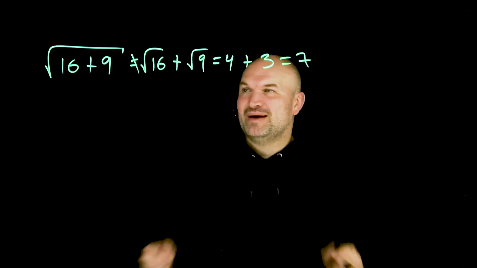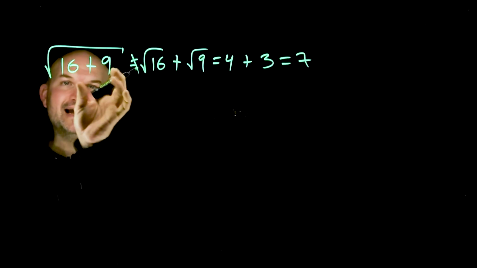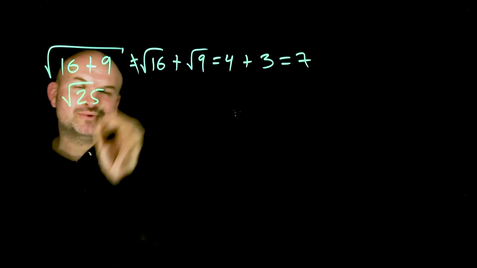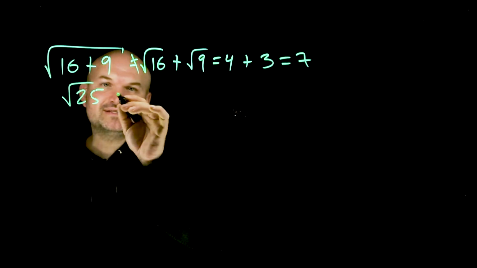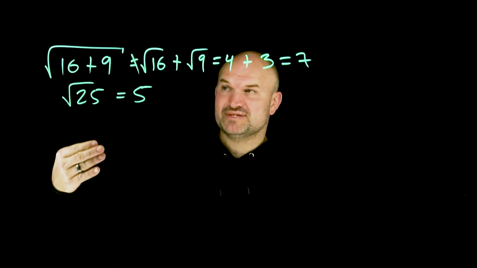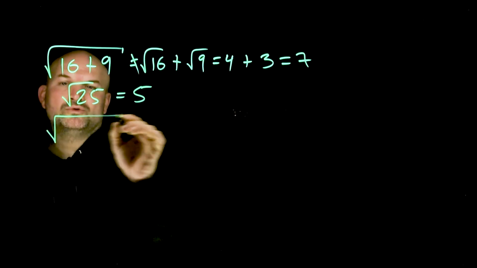And the way that you can think about that is because I can simplify 16 plus 9, right? I know that 16 plus 9 is going to be 25. And I know what the square root of 25 is. That's simply just going to be 5. So don't do this.